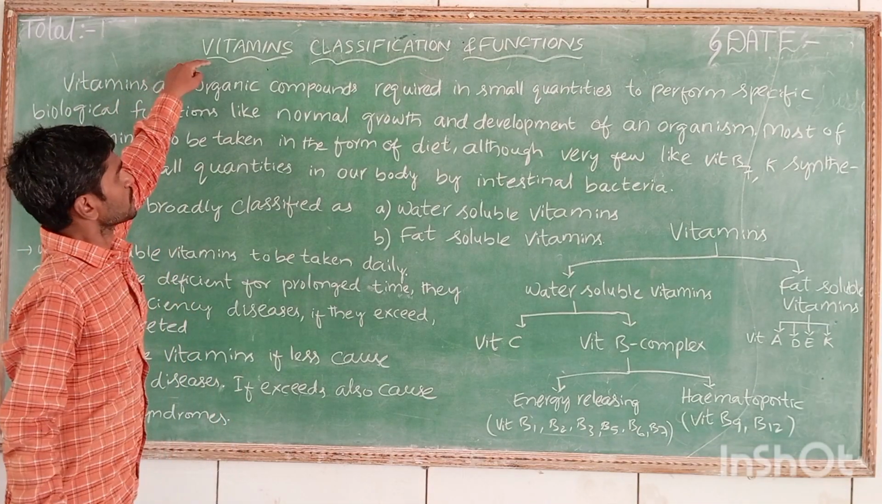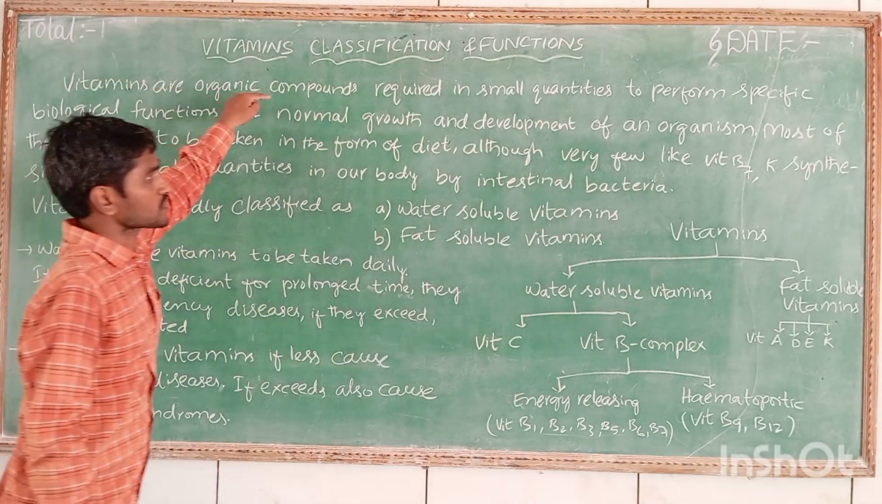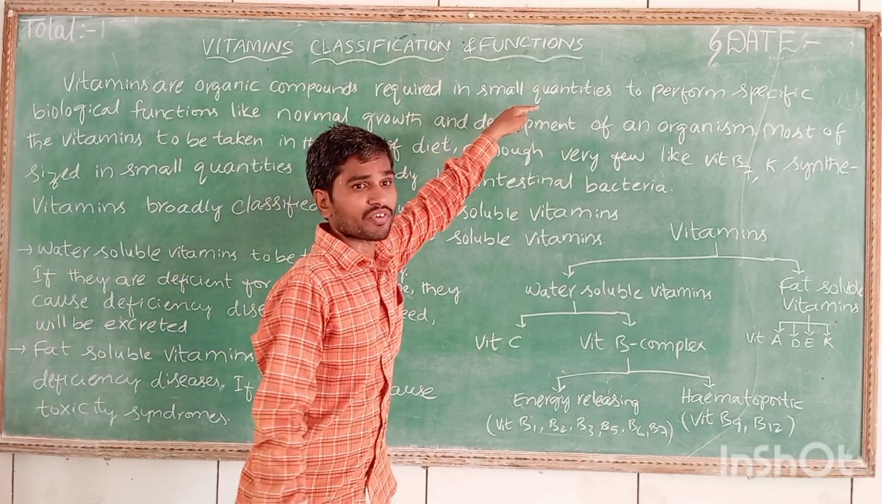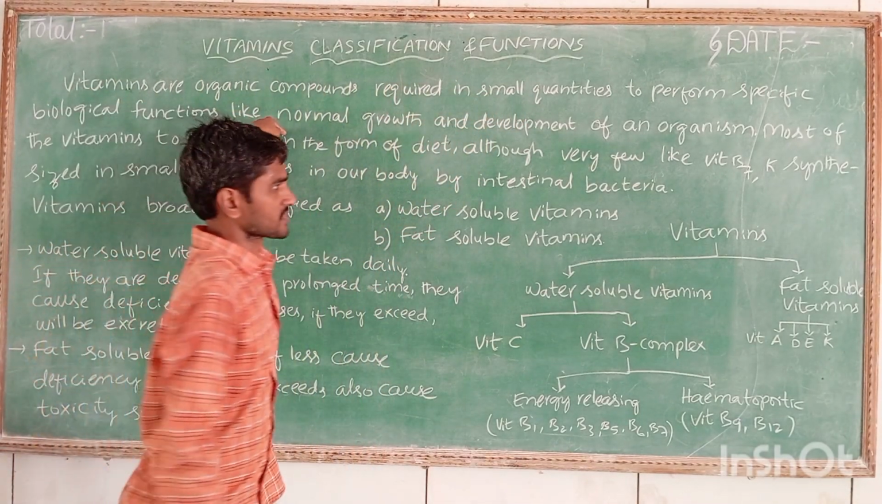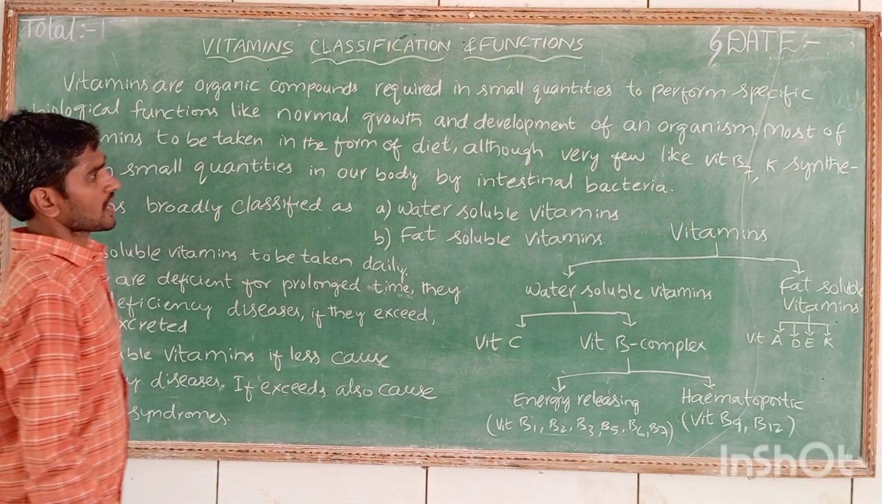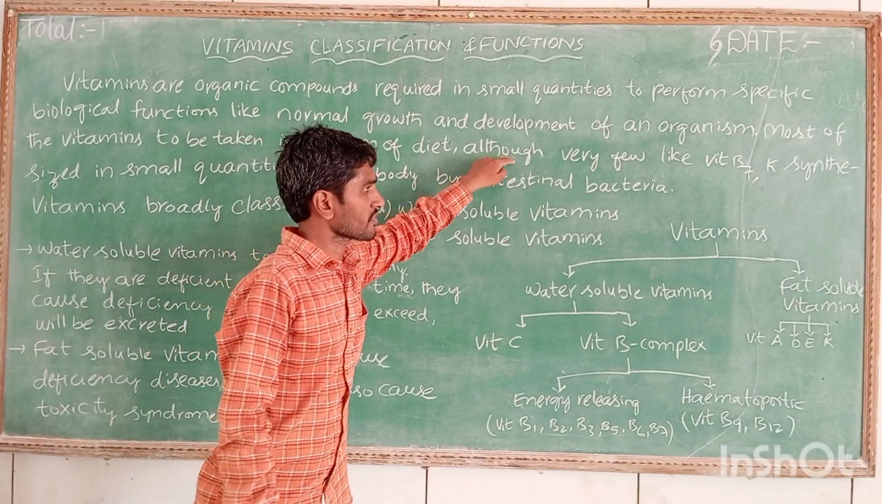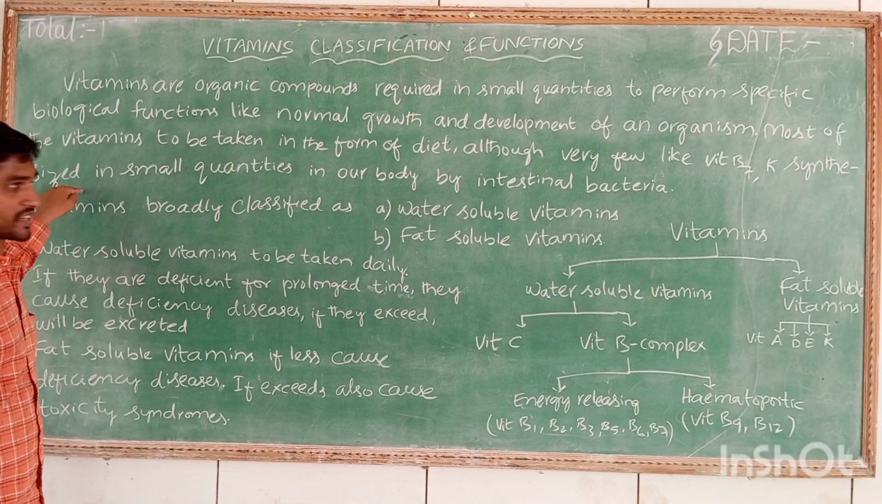Now we are going to discuss vitamins, their classification and functions. Vitamins are organic compounds required in small quantities to perform specific biological functions like normal growth and development of an organism. Most vitamins have to be taken in the form of diet, although very few, like vitamin B7 and vitamin K, are synthesized by our intestinal bacteria.